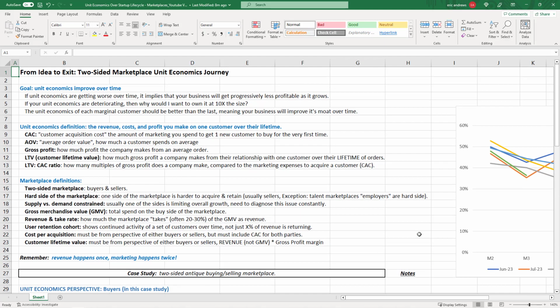Okay, so I hope this gives you a good idea of how unit economics should evolve over the life cycle of a marketplace startup. Also, I'll include links in the description below to the other videos in this unit economics journey series, which are about SaaS and e-commerce.